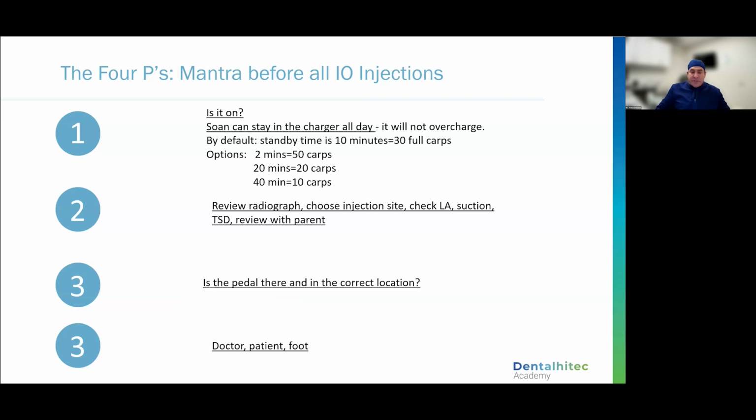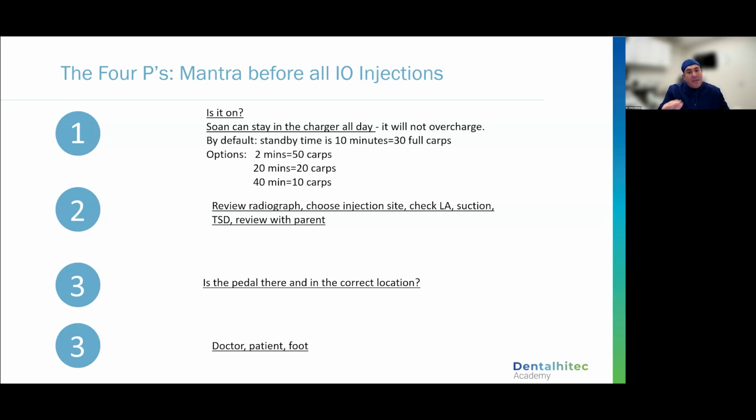So what are my 4 mantras? The 4 Ps, my mantra before any injection. As soon as I walk in the room, number 1, I'm going to pick up my unit and look, after I sit down, is it on? Please remember that there are settings here available for time, and the default is to have your standby time at 10 minutes. You're going to get 30 carps out of that. Most people will leave it in that default amount of time. I do, but you can change this, and you can extend the time before this powers off on you, but just know you're not going to get as many injections, okay? So number 1, is it on?